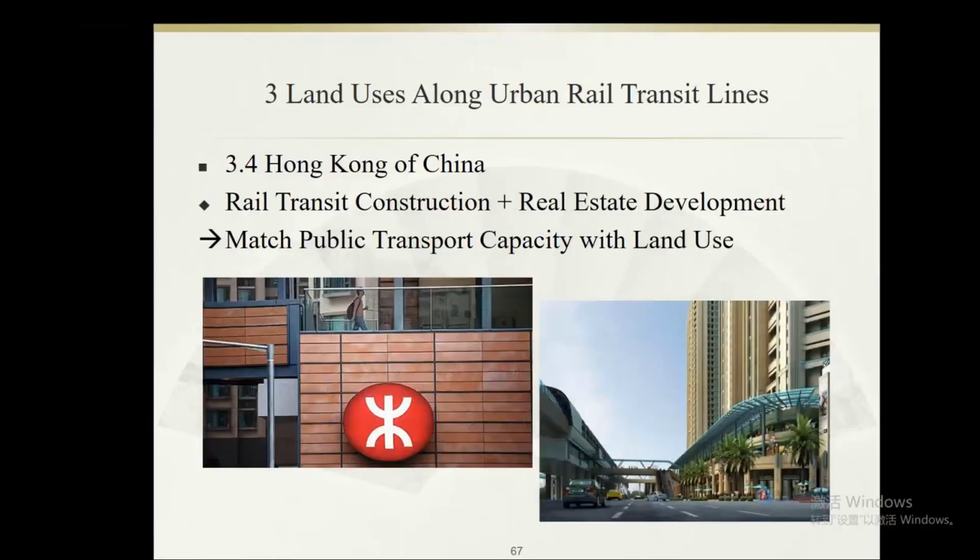Another very successful action in Hong Kong is rail transit construction plus real estate development. In other words, for each railway station, within a radius of, sorry, I forgot the number, about several hundred meters around each railway station, the land use is developed by the railway company. It must be developed by a railway company. For example, here this is a railway station. This building for residential must be developed and constructed by the railway company.